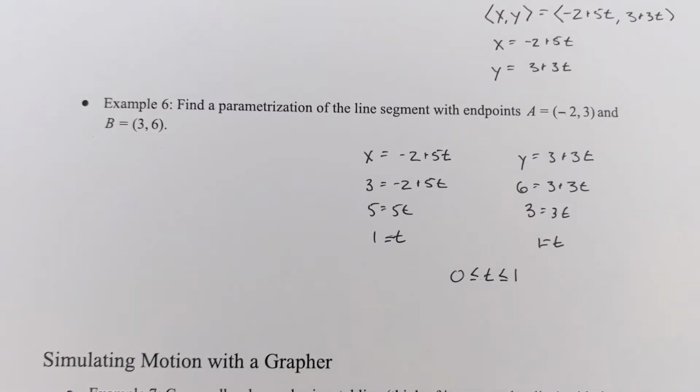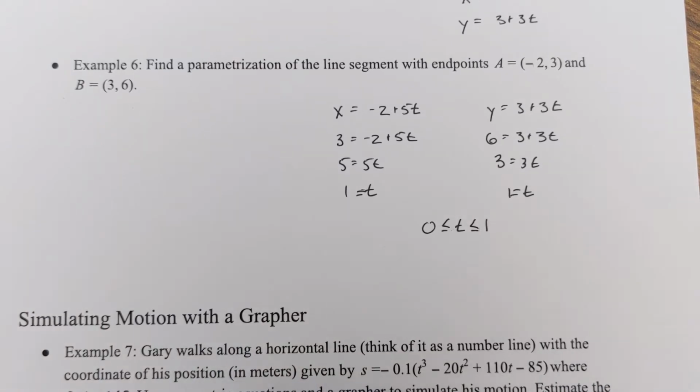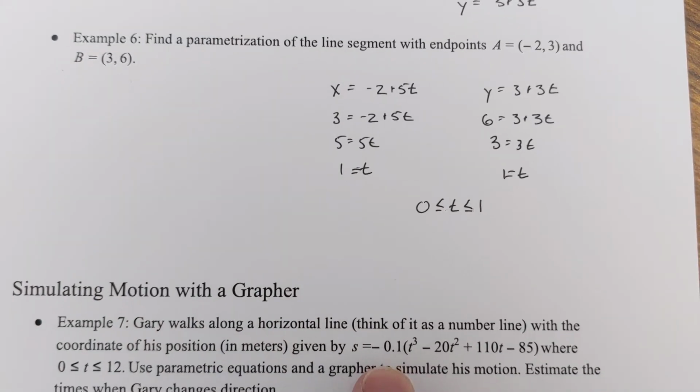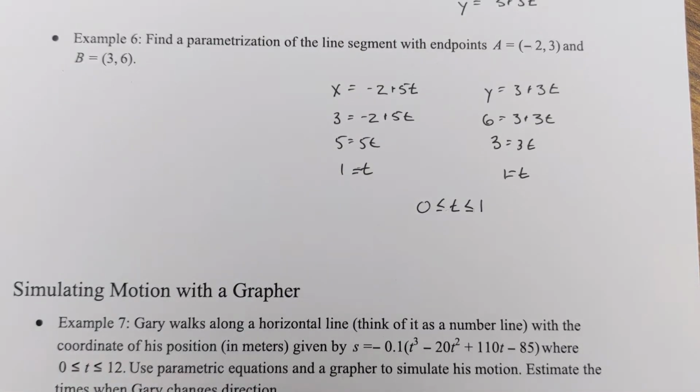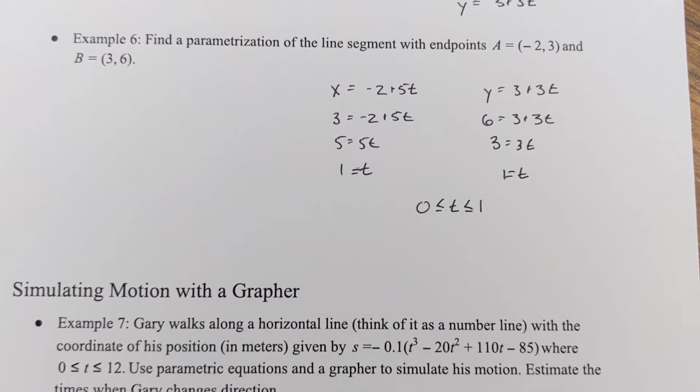So let's see here. Gary walks around a horizontal line. Think of it as a number line with the coordinates of his position in meters given by this equation, where t is between 0 and 12. Use parametric equations in a grapher to simulate his motion. Estimate the times when Gary changes direction.